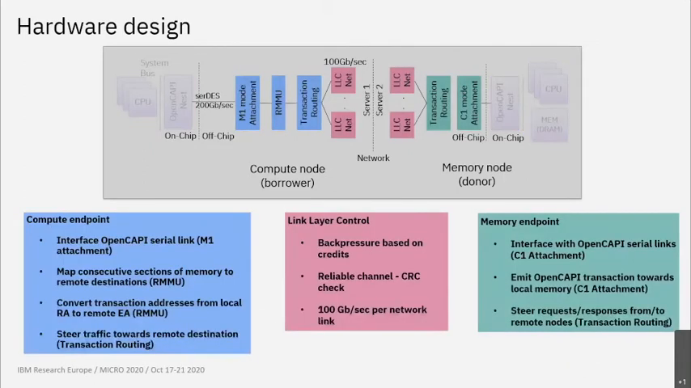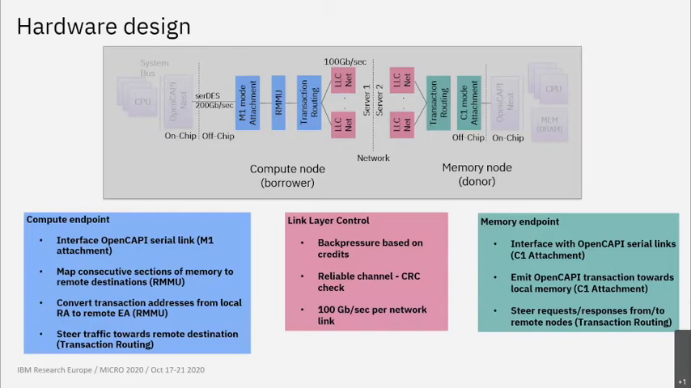Our custom design is composed of three main parts. On the compute node side, the main activities are interfacing with OpenCAPI, of course, and then performing mapping of physical address space locations with remote memory locations, and also converting addresses from the compute node physical address space into the remote memory node virtual address space. These tasks are performed by the remote memory management unit, or RMMU. The compute endpoint is also steering traffic towards the remote destinations.